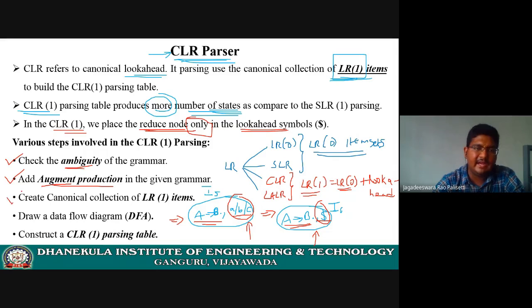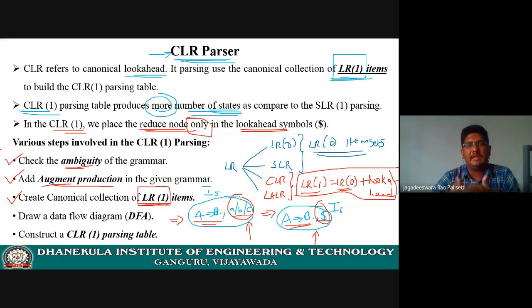Okay, and then go for creating the canonical collection, but this is different. In SLR and LR(0), we create a collection of LR(0) item sets. But here in the CLR, we are going to create LR(1). Please make a note in your notes of the difference between LR(0) and LR(1). LR(1) is LR(0) plus look ahead symbol. So we are going to write the production rules in this format, followed by a comma and their own look ahead symbol.